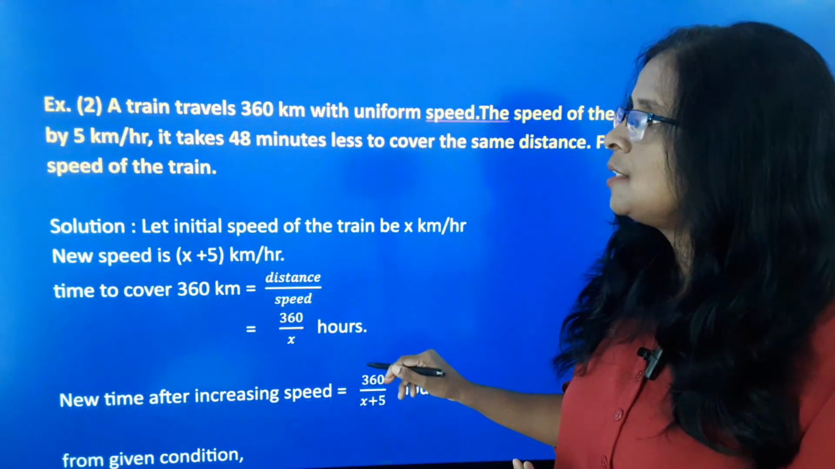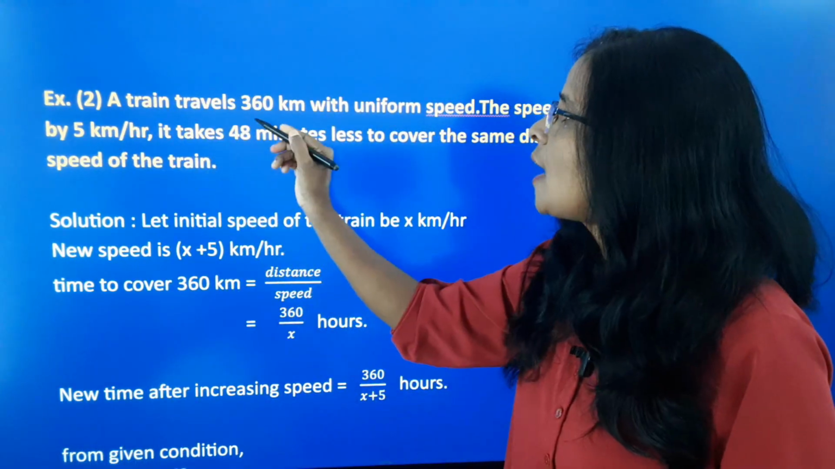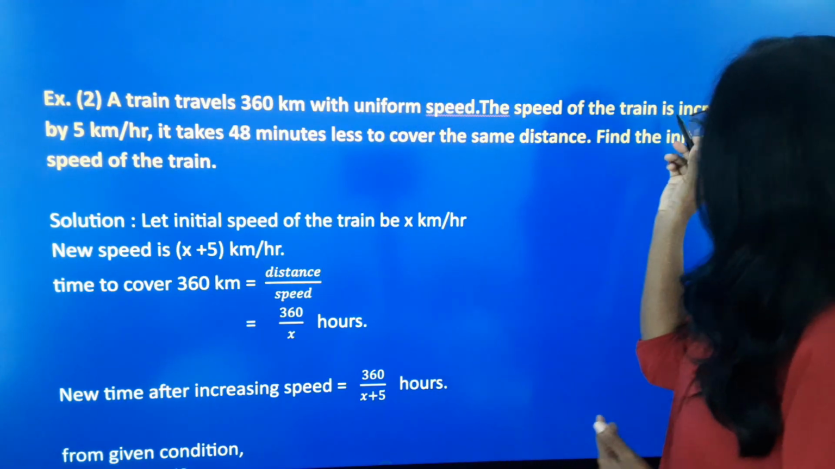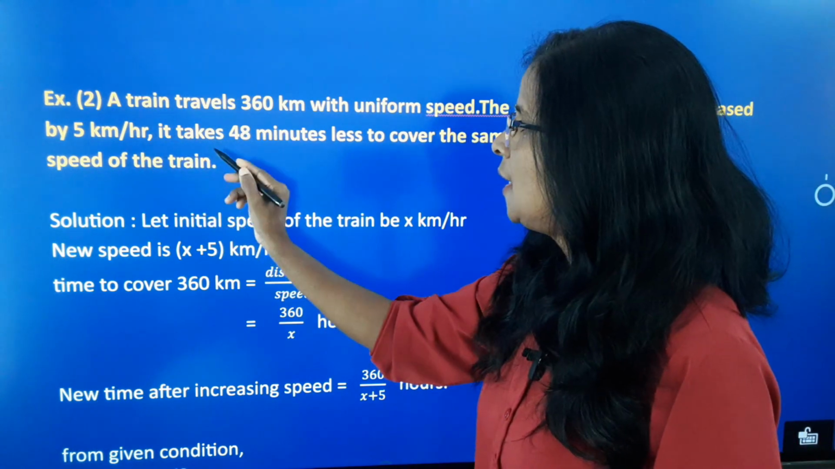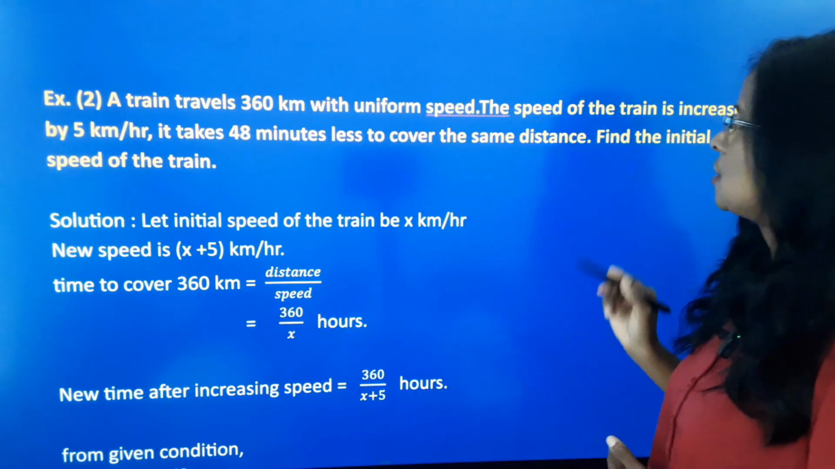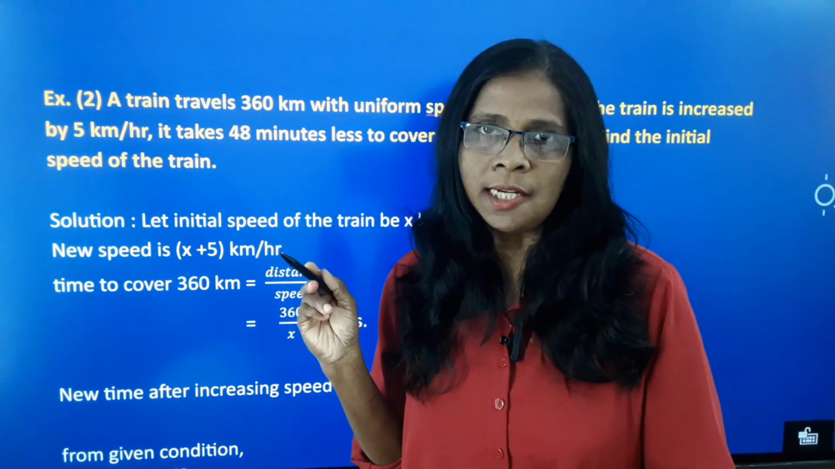See students, the second example of the train: a train travels 360 km with uniform speed. The speed of the train is increased by 5 km per hour. It takes 48 minutes less to cover the same distance. Find the initial speed of the train.